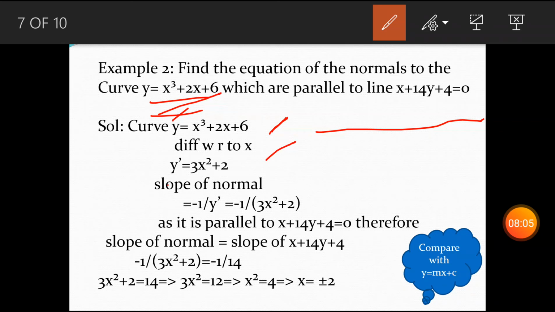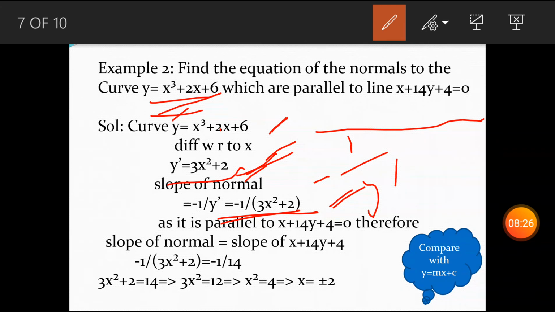After the differentiation, you will get y dash equals 3x square plus 2. This is the slope of the tangent. But you want to calculate the slope of the normal, so that will become minus 1 upon y dash, so you will get this relationship. This is the very primary work that you can do after studying the concept of normals.